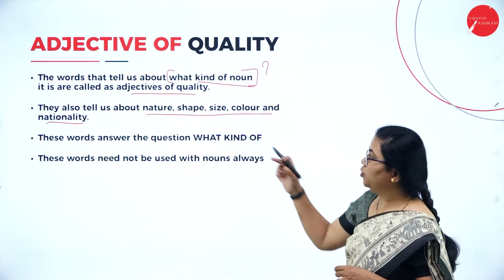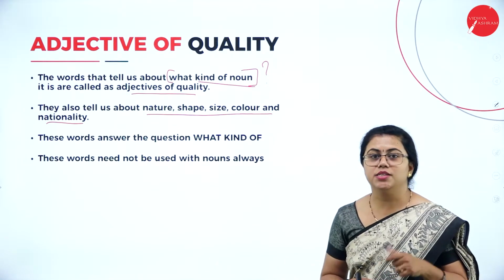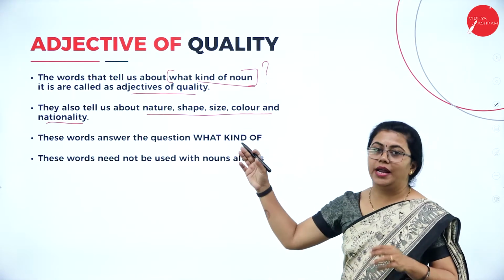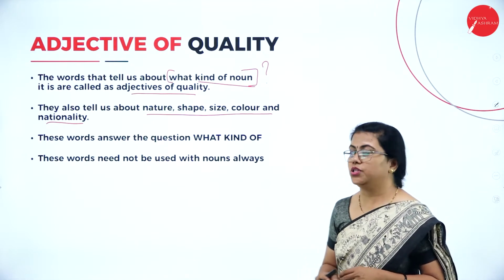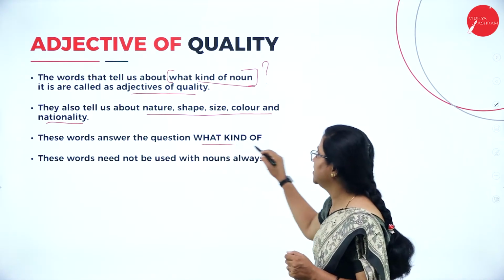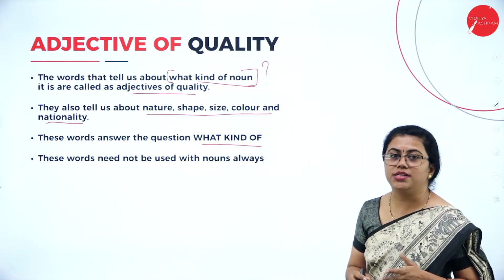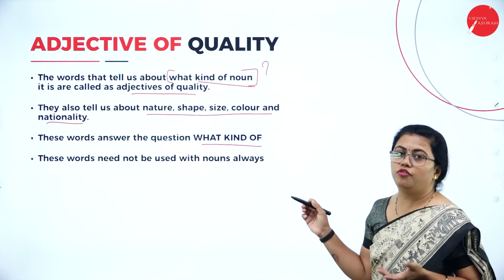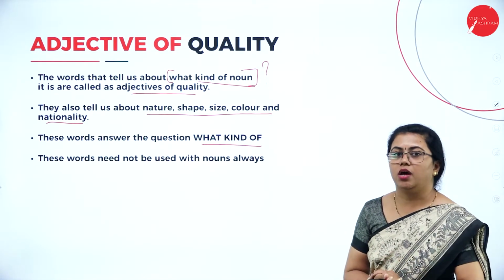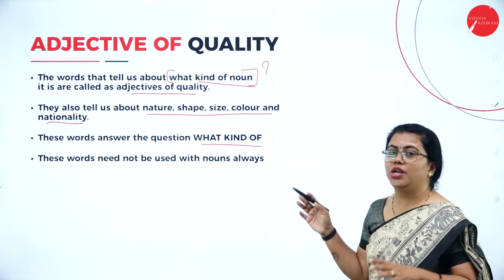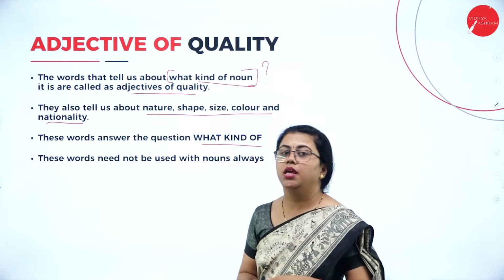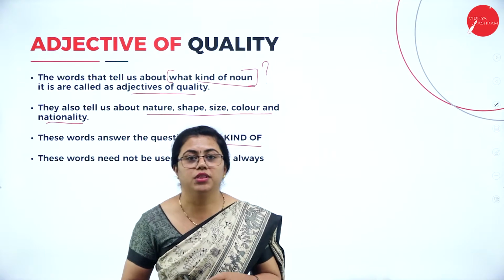So there you get to know the adjective of quality, that is, what kind of person that is. These are the qualities that the adjective of quality talks about. These words answer the question what kind of noun it is. Fine. So these words need not be used with nouns always. Usually adjectives are used with nouns only, but adjective of quality has an exception. You need not use it with nouns always.